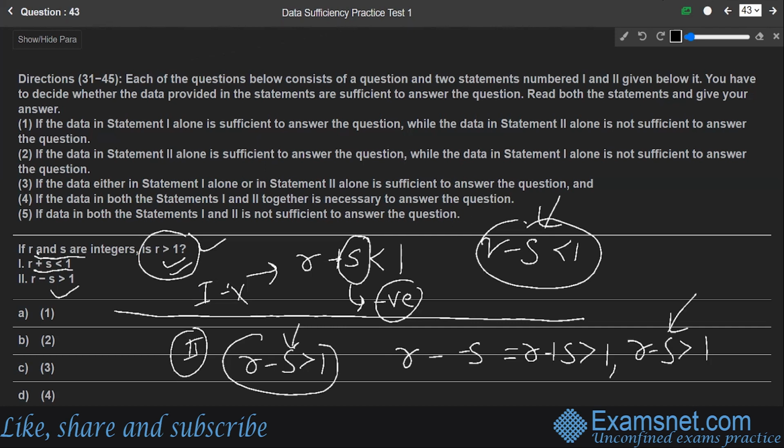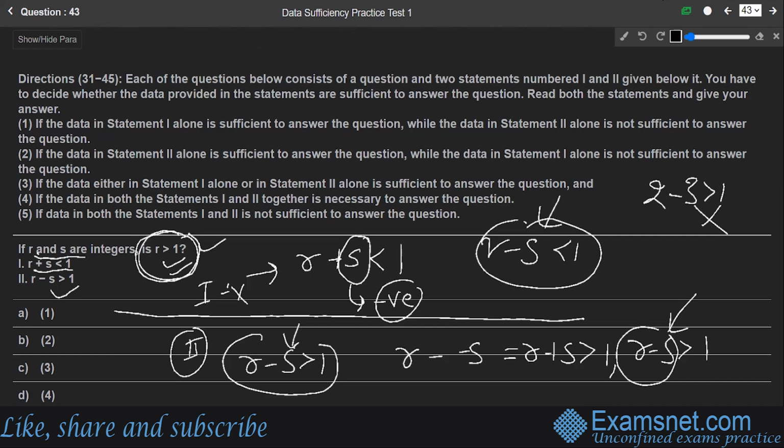Maybe S holds a larger value than R. Then in that case, this particular term will become negative. For example, we take R as 2 and S as 3. So is 2 minus 3 greater than 1? No, it's not greater than 1. So in some cases, we are getting R value as greater than 1. In some cases, we are getting R value as less than 1. So clearly, statement number 2 is not sufficient to answer whether R is greater than 1 or not.